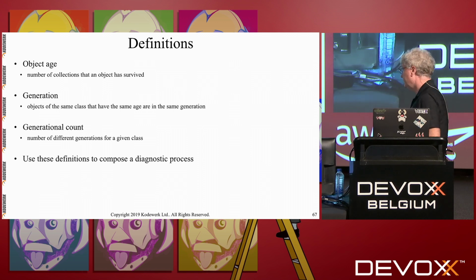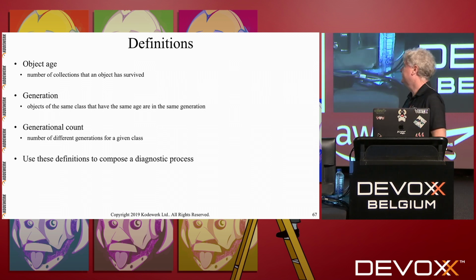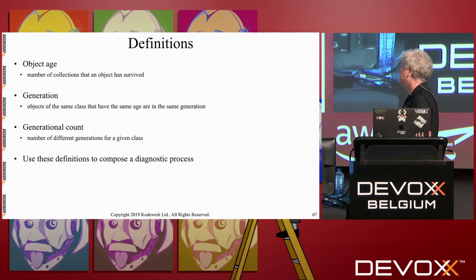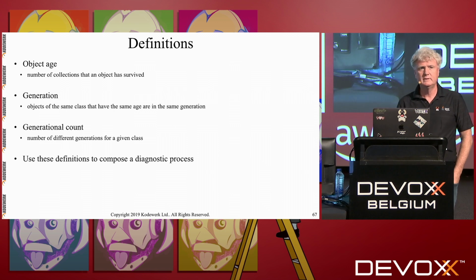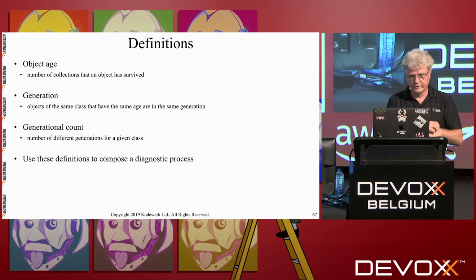Let's figure out what's actually going on here. The first thing I want to do is give you a precise diagnostic mechanism. This will get you the leaking object with 100% accuracy very, very quickly. So I have some definitions here. Object age is the number of collections that an object has survived. A generation is objects of the same class that have the same age; they're going to be in the same generation. Generational count is the number of different generations for a given class.